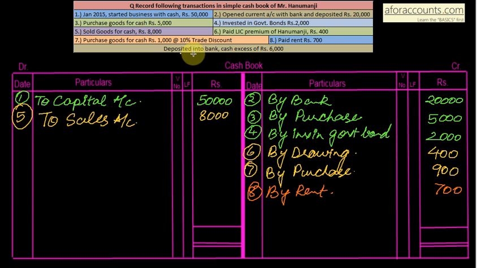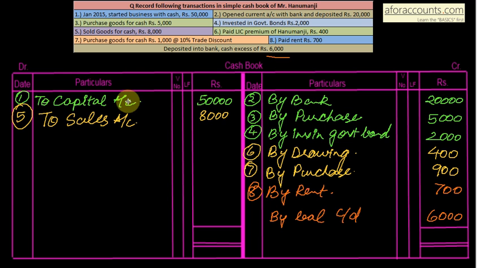Now, deposited into bank cash excess of rupees 6,000. Please try to understand what the question is saying. Deposited into bank, bank mein deposit kiya. Kitna amount? Cash excess of rupees 6,000 means the closing balance of cash which we need to keep is given in the question, and that is 6,000 rupees. So first thing you have to do is write the closing balance. By balance carried down 6,000. Itna cash rakhna hai, aur jo balance bachta hai uska kya karna hai? That we have to deposit into bank.